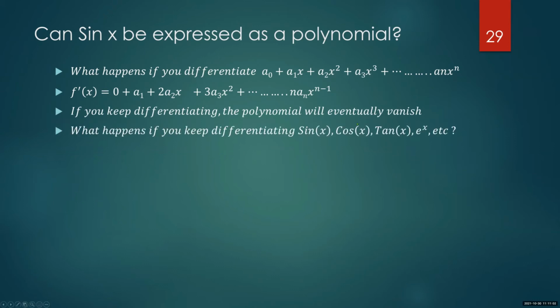But if you keep differentiating sine of x or cos of x, or those other functions: if you differentiate sine, you get cos. If you differentiate cos, you get minus sine. If you differentiate minus sine, you get minus cos. You keep going around in circles. You can keep differentiating those functions forever. If you differentiate e to the x, you get e to the x, and we'll be talking about that in a minute. So the point is, those functions cannot be expressed as polynomials, and through differentiation, we can demonstrate that.